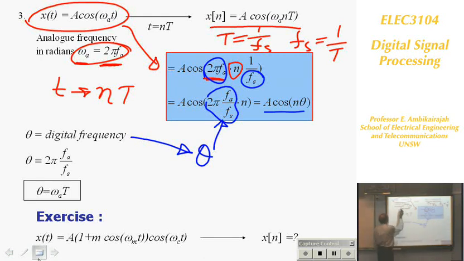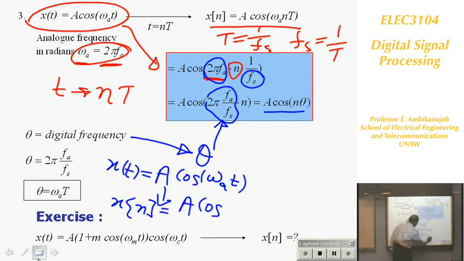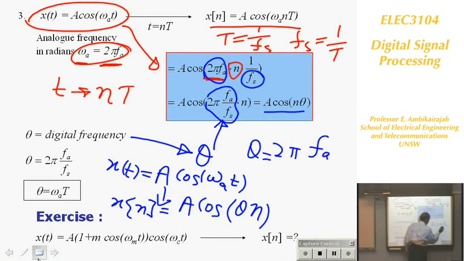From now onwards, an analog signal x(t) equal to A cos omega a t has the corresponding digital signal x(n) equal to A cos theta n. What's theta? Theta is equal to 2 pi times the analog frequency divided by the sampling frequency. So the maximum value it can have is 2 pi. From now onwards, you've got something called digital frequency.